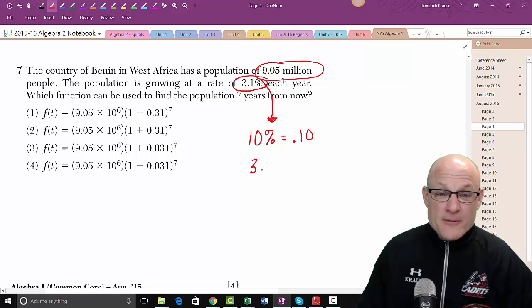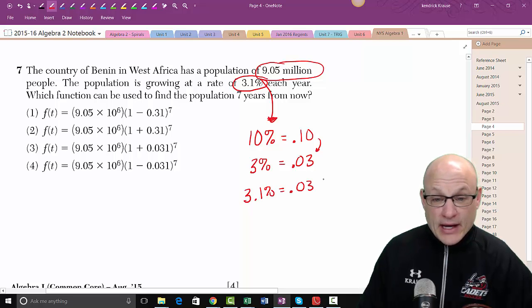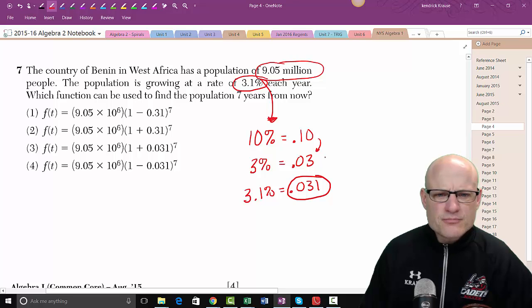So 3% would be not 0.3, but 0.03. It's got to be less than this. And then if we go 3.1%, what you do is start with 3%, and then we tag on the 1. So this is 3.1%. Just be careful about the way that's written. All right. And we're going for 7 years. So which function can be used to find the population after 7 years?